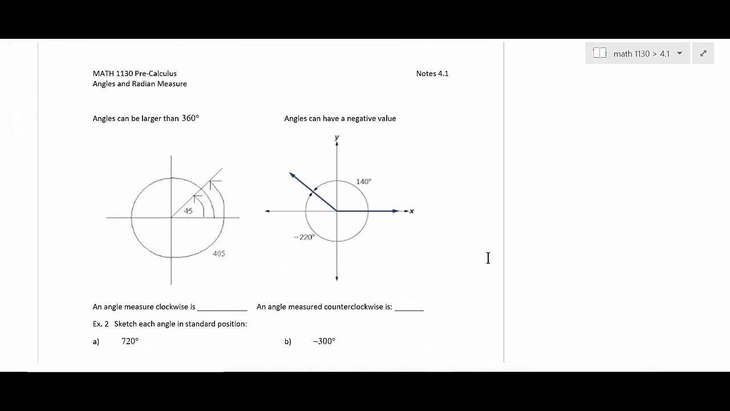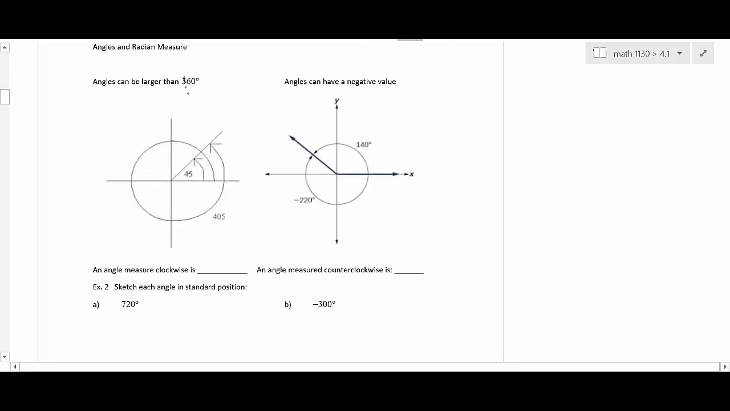It's kind of like your teacher tells you 360, that's it. Well, that's not it. They're infinite. They can get infinitely big. So the idea is you can have angles that are larger than 360. All that means is you're going an extra lap around the circle. So this would be an example of a 405 degree angle.